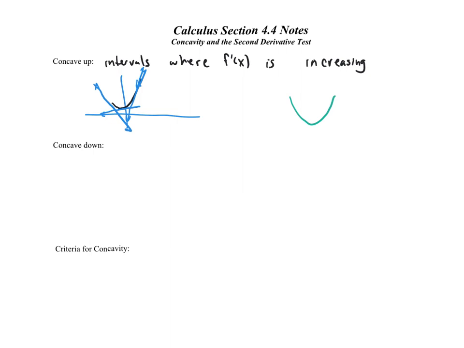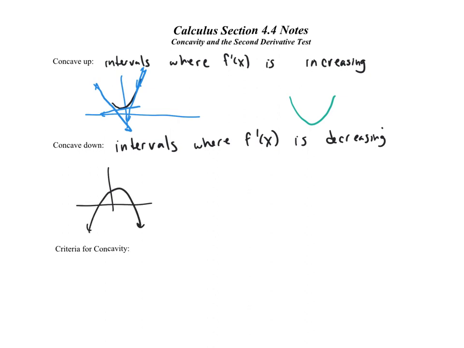The opposite, concave down, is where f prime of x is decreasing. So when it's facing this way, you can see that over here the slopes are positive, then they become zero, and then they become even more negative. So concave down.